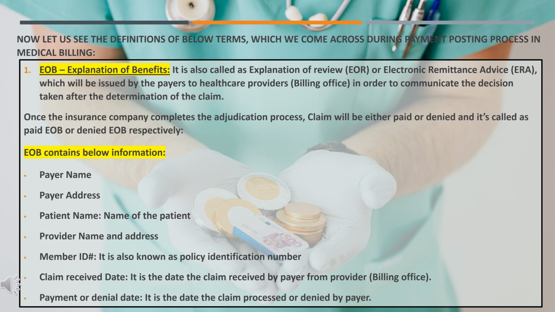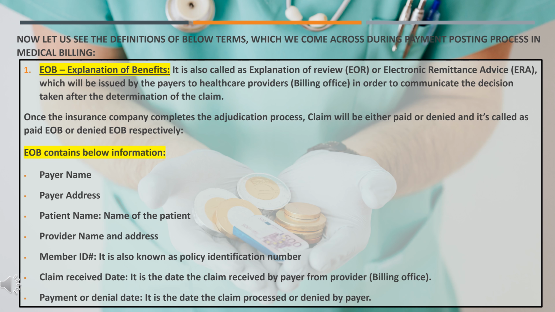Now let us see the definitions of terms which we come across during the payment posting process in medical billing. EOB, explanation of benefits. It is also called explanation of review, EOR, or electronic remittance advice, ERA, which will be issued by the payers to healthcare providers, billing office, in order to communicate the decision taken after the determination of the claim. Once the insurance company completes the adjudication process, the claim will be either paid or denied, and it's called a paid EOB or denied EOB respectively.